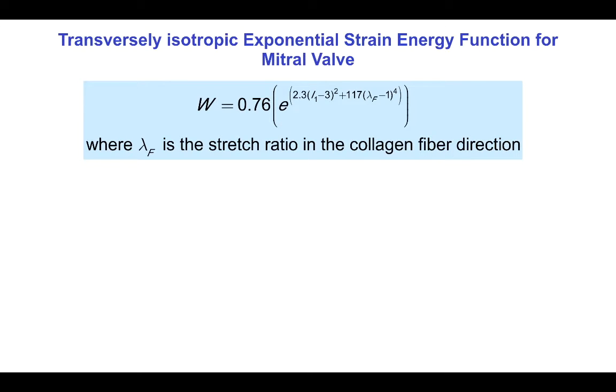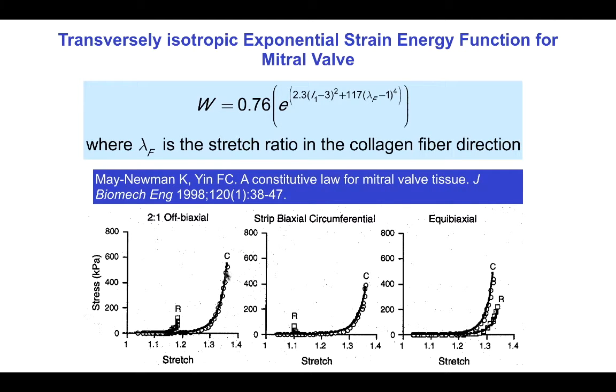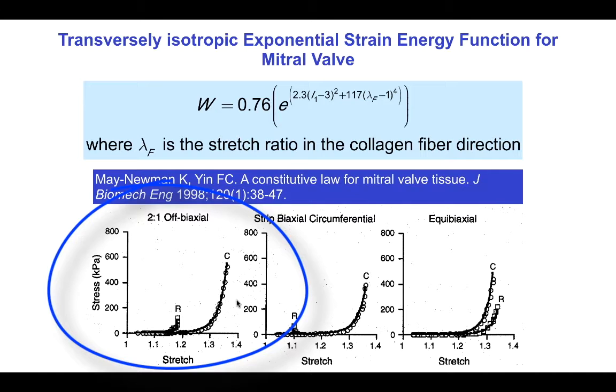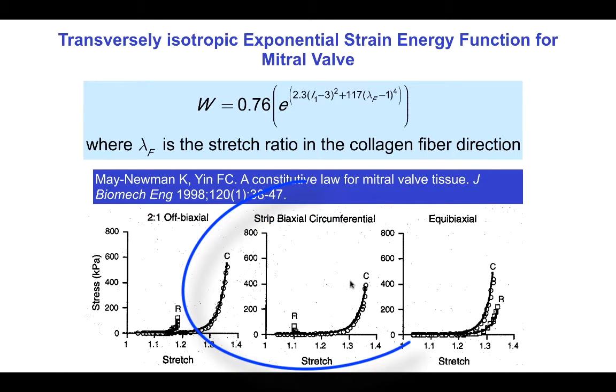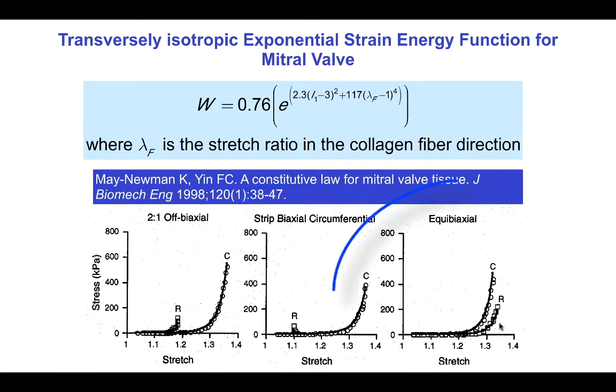This transversely isotropic exponential strain energy function has only 3 parameters, 0.76, 2.3, and 117. In this function, lambda F represents the stretch ratio in the collagen fiber direction of the mitral valve. Despite only having 3 coefficients, this strain energy function does an impressive job of fitting a whole range of biaxial experiments, including a 2-to-1 off-biaxial test, a strip biaxial test, and an equibiaxial test in mitral valve tissue.